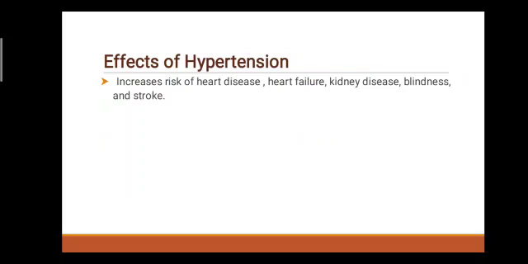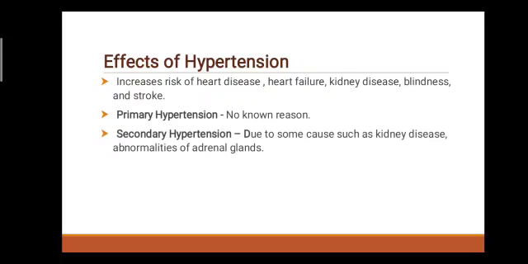Effects of hypertension: increases risk of heart diseases, heart failure, kidney diseases, blindness and stroke. Primary hypertension has no known reason. Secondary hypertension is due to some causes such as kidney disease and abnormalities of adrenal glands. We'll try non-pharmacological methods first.